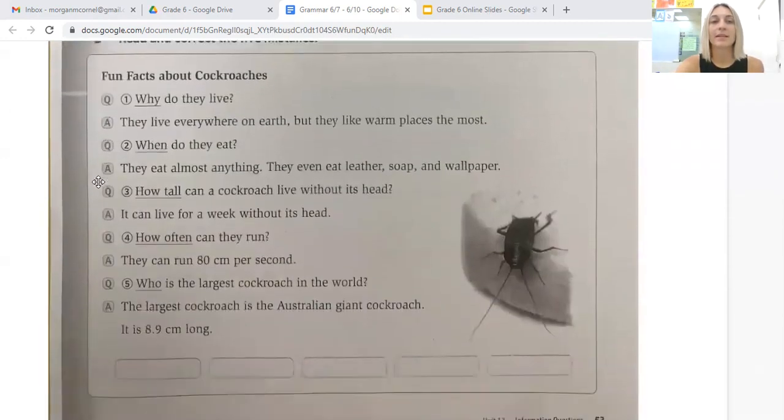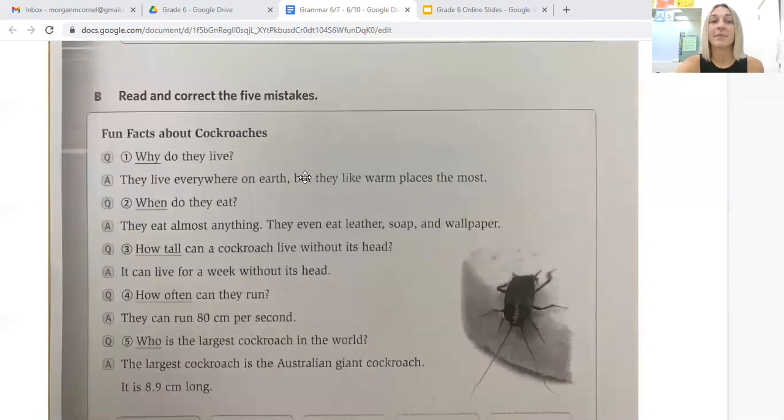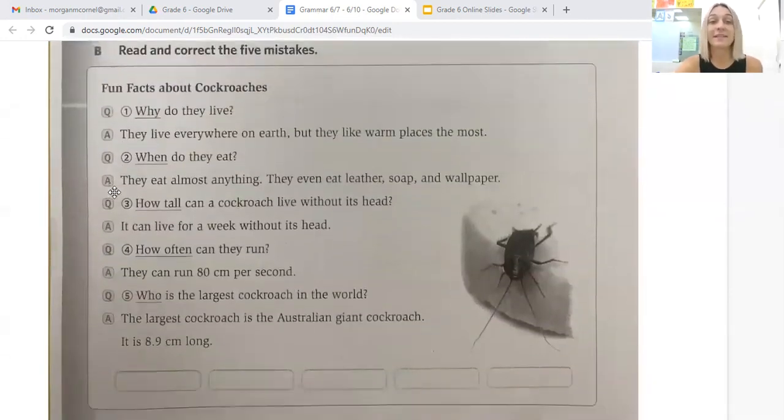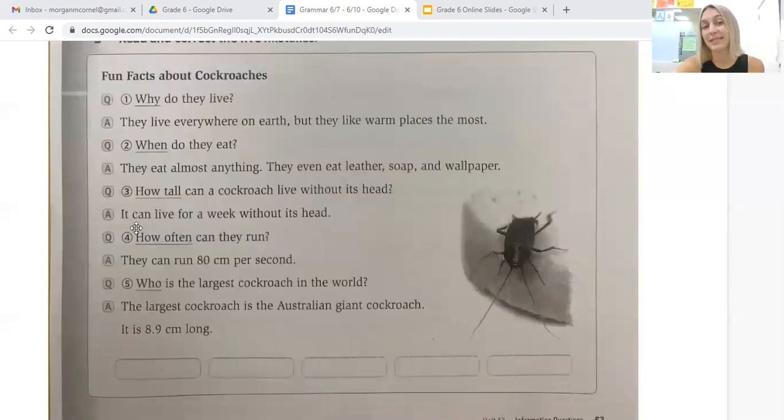Okay, last one. Fun facts about cockroaches. So we have questions and answers again, but there are not 10 things underlined. There's just 5 things underlined. So you already know they're the mistakes. You don't have to pick them out. You just need to fix them. So write the numbers down here and fix that underlined part too. So number one, why do they live? They live everywhere on Earth, but they like warm places the most. Why is not the correct question word. You need to figure out what the correct question word is and switch it.